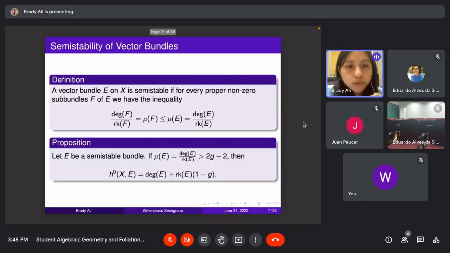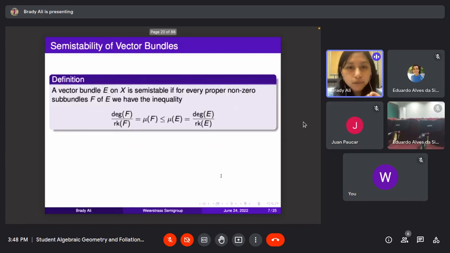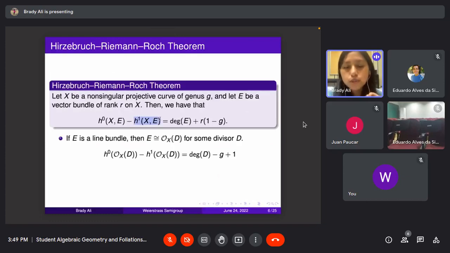So there is an interesting proposition that says that if we have a vector bundle E that is semi-stable, such that the slope of that vector bundle is greater than 2g minus 2, then we can get rid of the part h1 of X, E. So we only have that the dimension of the global sections of the vector bundle is equal to the degree of E plus the rank of the vector bundle times 1 minus g. So we don't have to worry about the first cohomology group of the vector bundle.